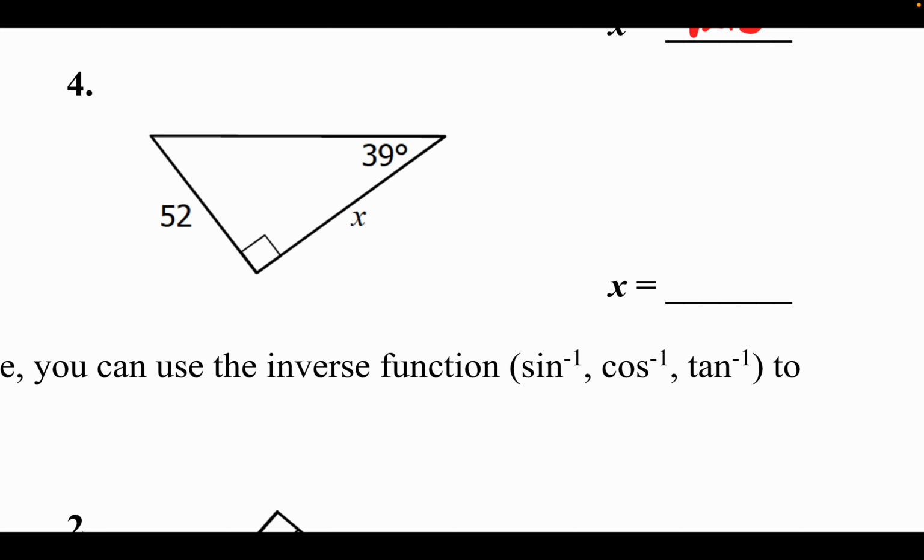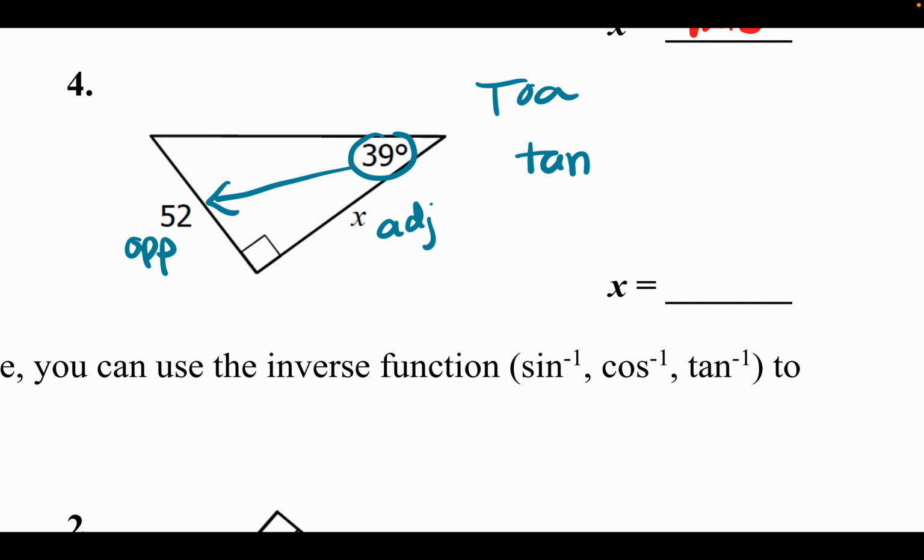Number 4. 39 is the reference angle. Across from that is 52, so that's your opposite. This other side that's touching 39 is your adjacent. So this is TOA, another tangent problem. So tangent of 39 is equal to 52 over x.